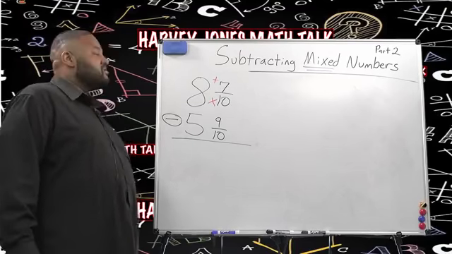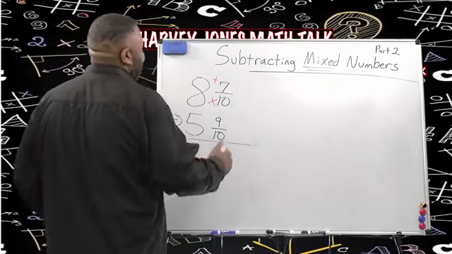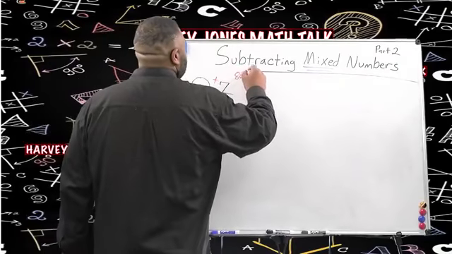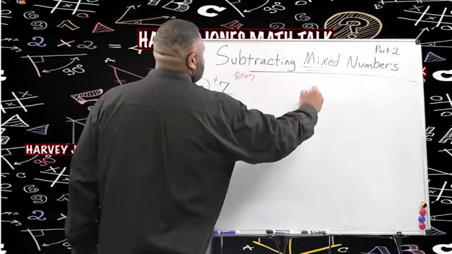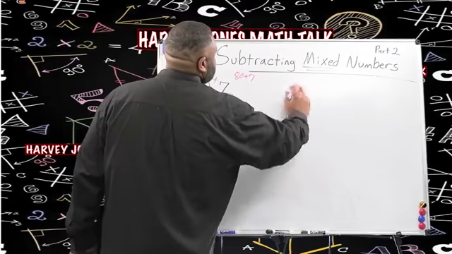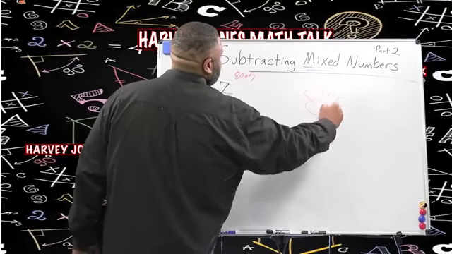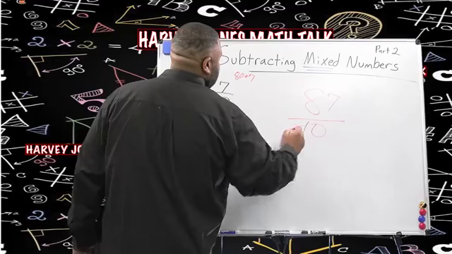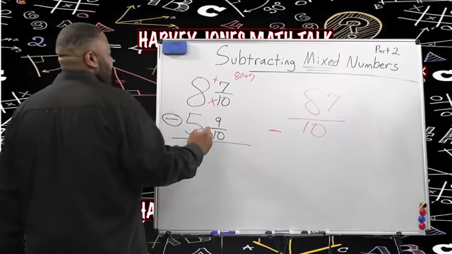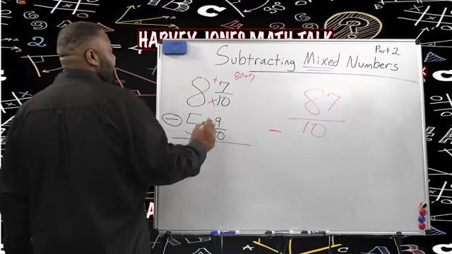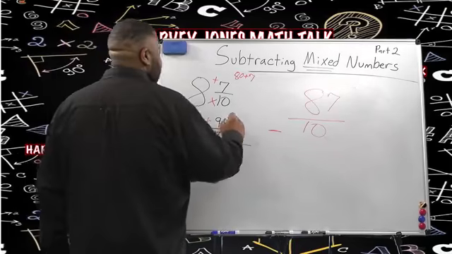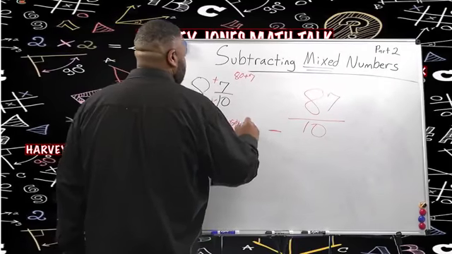Say what? All right. And that'll be 80 plus 7, which will be 87 tenths. You multiply and you add. Oh wow, that's 50 plus 9, which is 59.